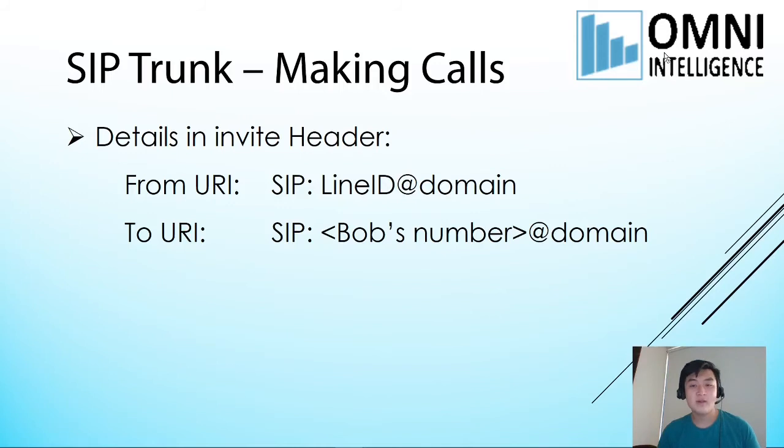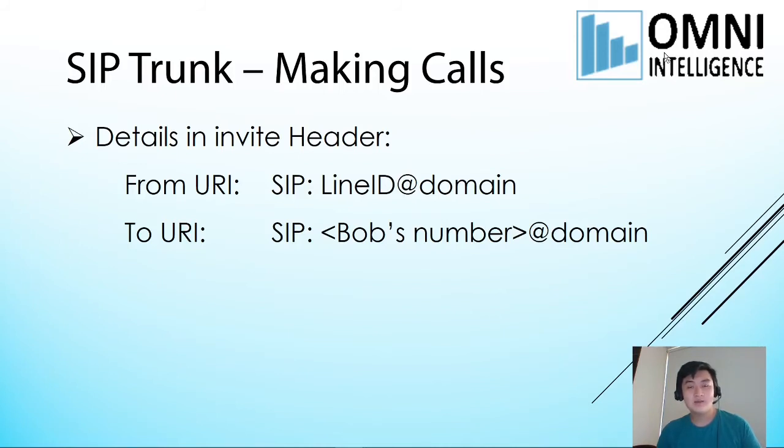These are SIP URIs, and they are built the way you see on screen. So you have SIP, username or phone number, at SIP domain. These URIs will be built by Omni Intelligence automatically, taking the phone numbers and domain name from the SIP trunking configuration and the script.